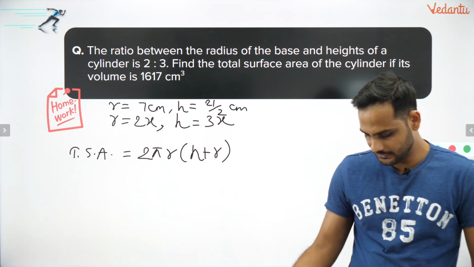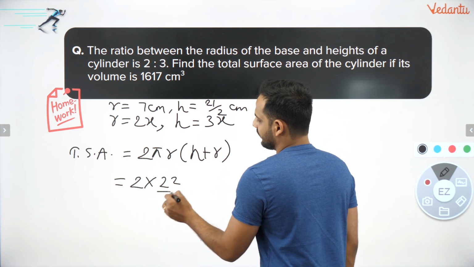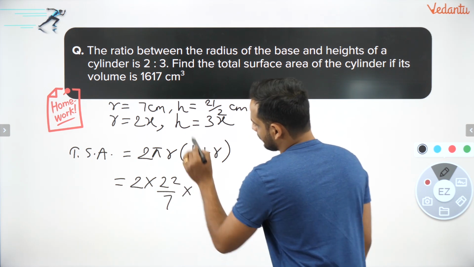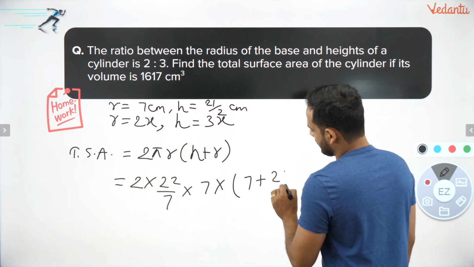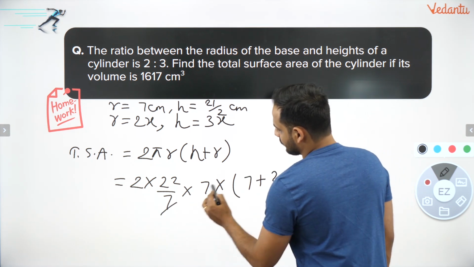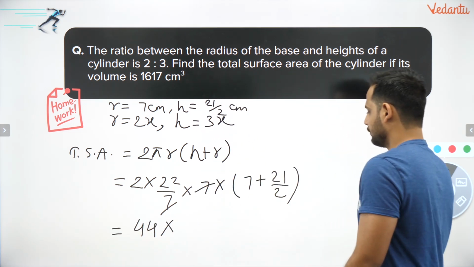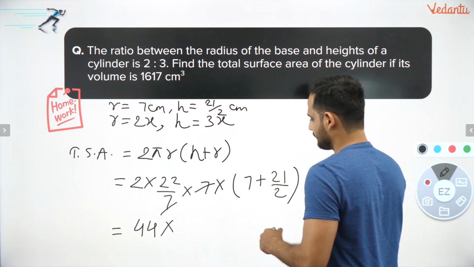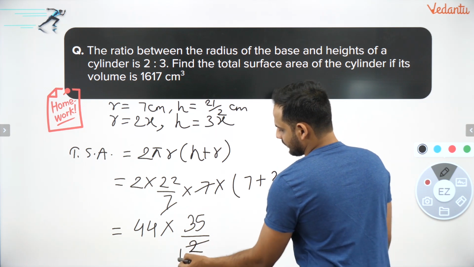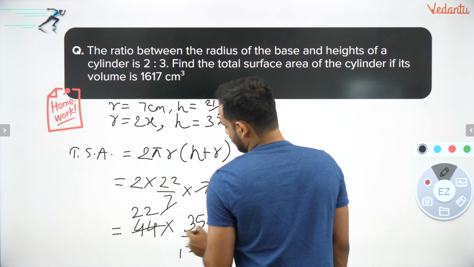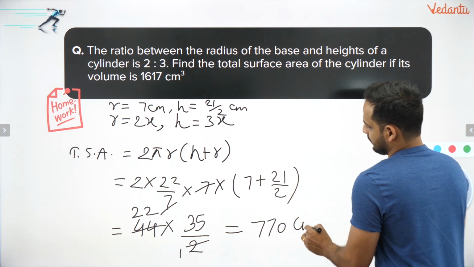This is what we know. So what I can say bachcho here, by placing the values, you'll get 2 into 22/7 into, what is radius? Radius is equal to 7 into h plus r. So 7 plus 21/2. Right? This to this got cancelled. You got 44 into 2 7s are 14 plus 21 is 35/2. So you'll get 1s are, and this will become 22 times. Okay. So you'll be getting 770 centimeter square.